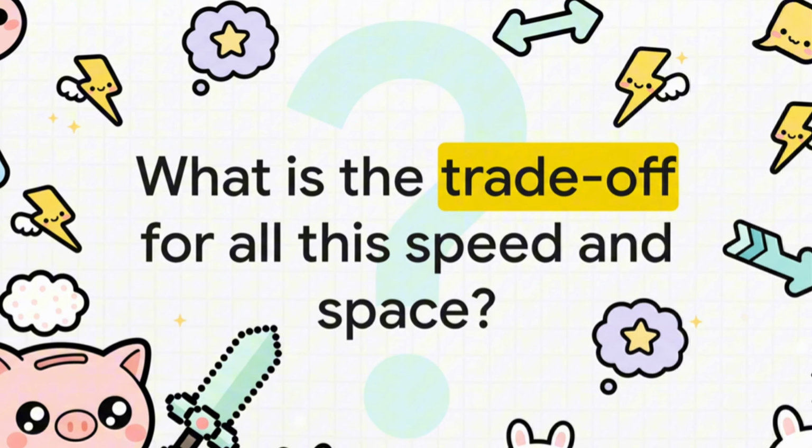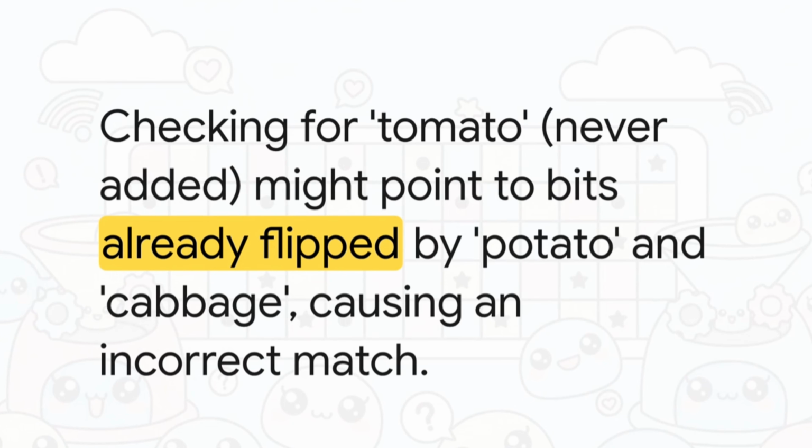So what's the catch? Really, for all this amazing speed and space saving, what's the trade-off? Why can we only say it might be there? Well, here's how it can get tricked. Let's say after we added potato, we also added cabbage, which flipped a few more bits to 1. Now our bit array is getting a little more crowded. So what happens if we check for tomato, a word we know for a fact we never, ever added?